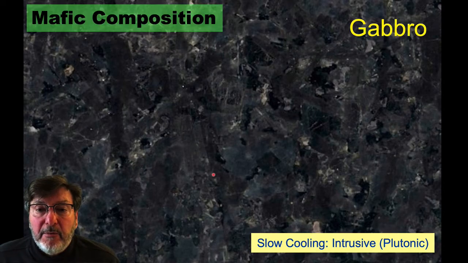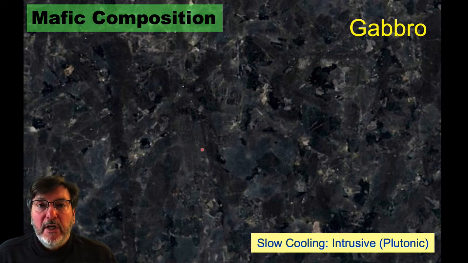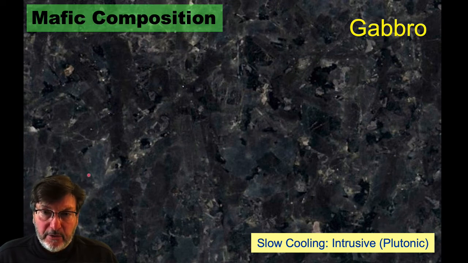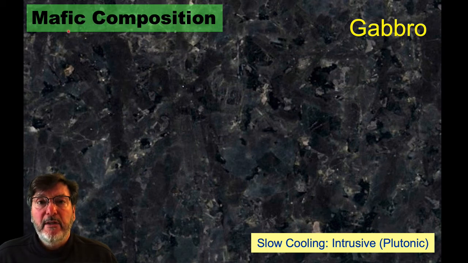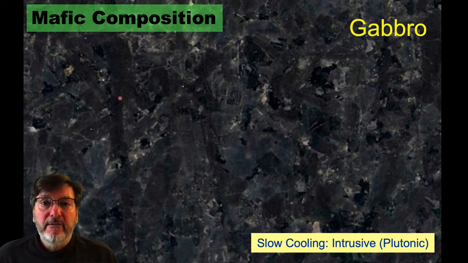If we take that same composition that makes up basalt and let it cool very slowly, we get coarsely crystalline textures like this one. Each one of these larger crystals is about 1 centimeter across. We say this is a mafic composition, for magnesium and iron rich. Mafic: magnesium, and the fic part is ferrous or ferric iron. So it's a magnesium and iron rich composition.